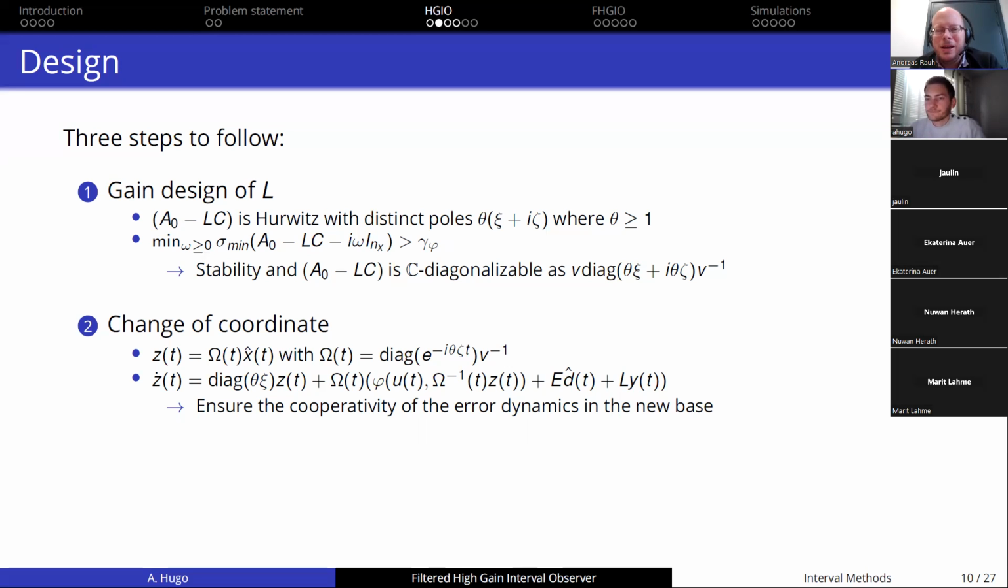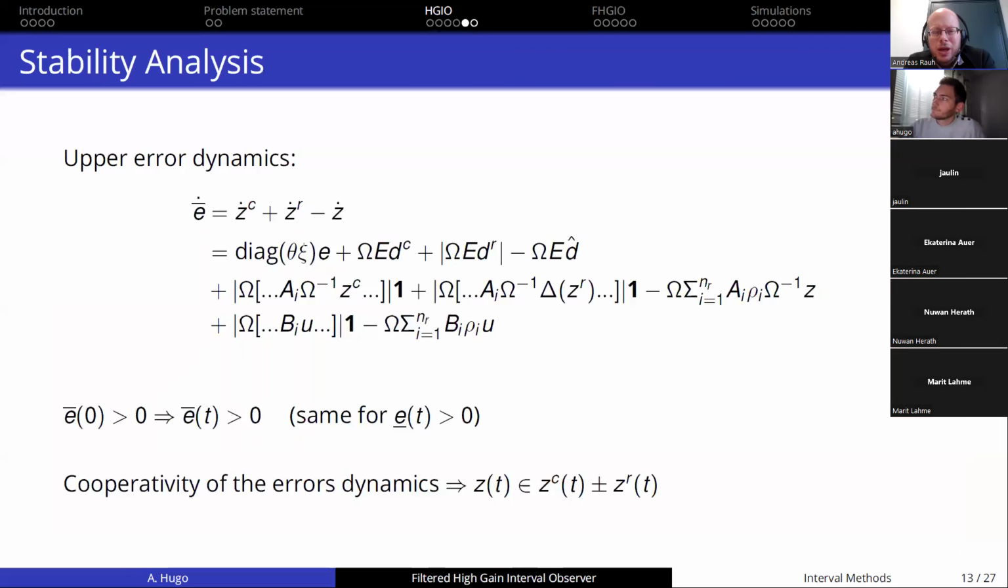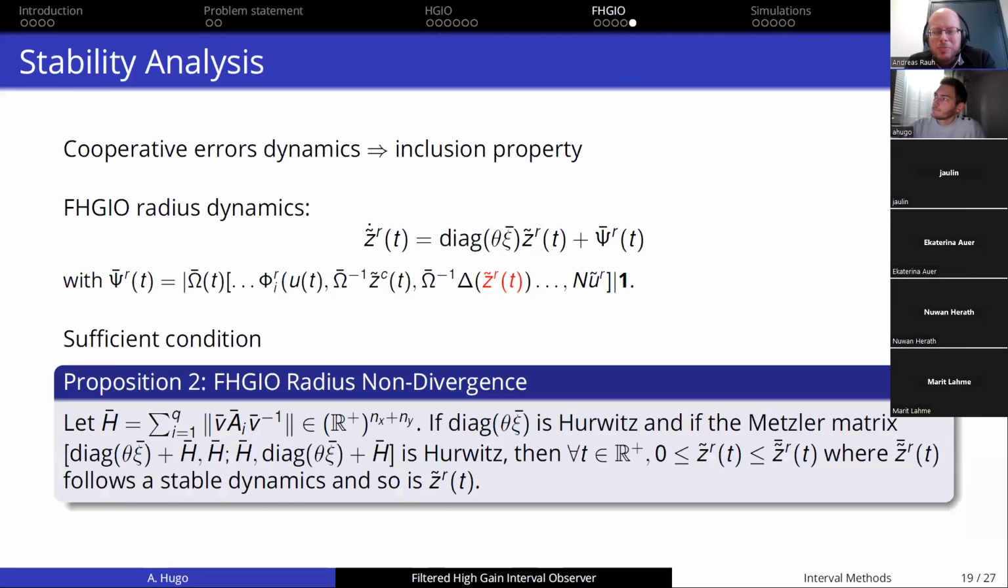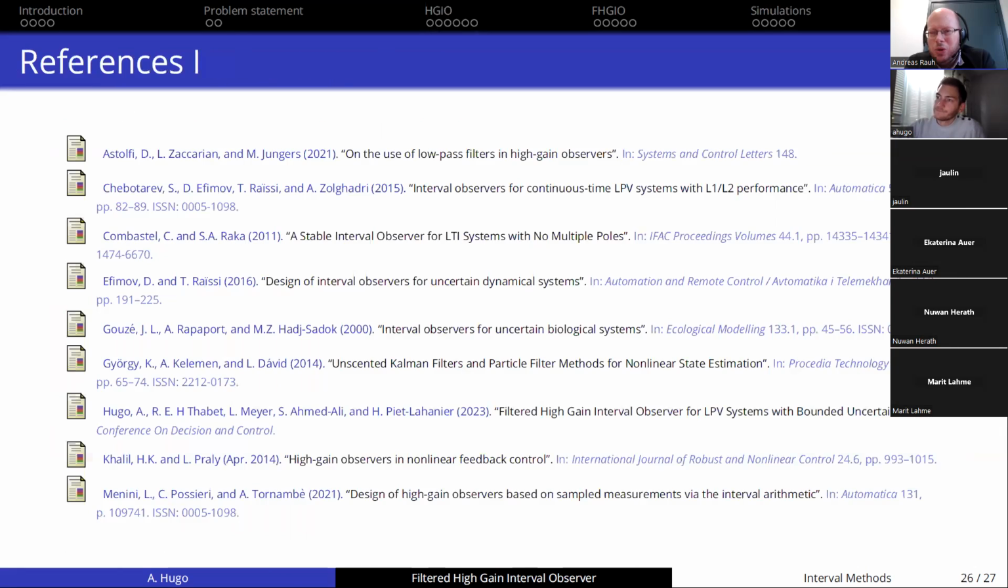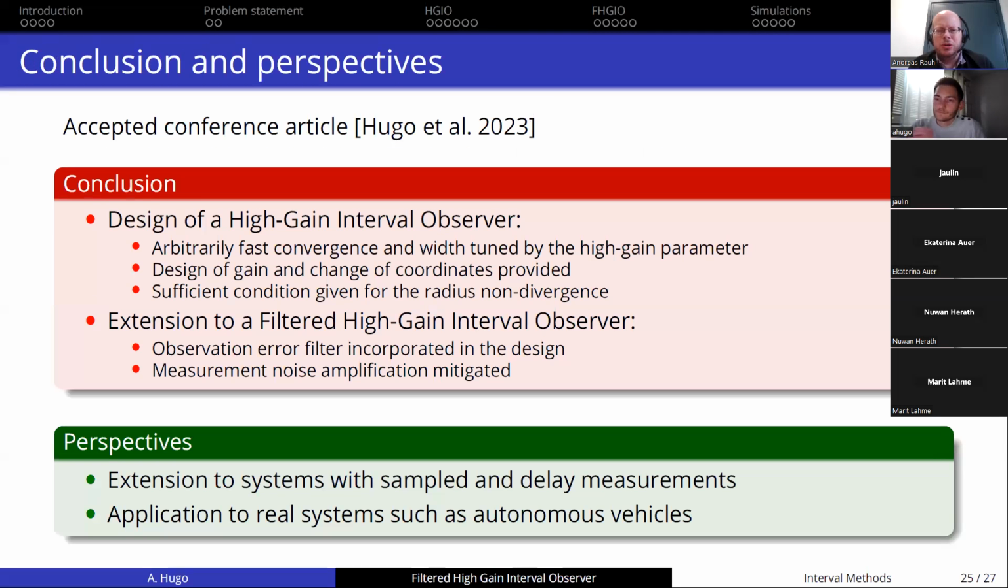Thanks a lot. Yes, and the other question that I have is related a little bit to the outlook on your future work. You mentioned that you want to aim at discrete time measurements. What will be the fundamental changes that you need to do then in the future work?